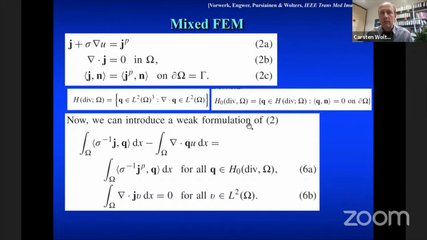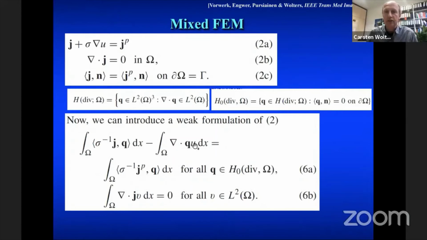So now we can introduce a weak formulation of these equations too. If we multiply this equation with sigma minus 1, then we have sigma minus 1 J equals sigma minus 1 JP minus gradient u. And this is what has been done here. The gradient has been brought over to the test function. So it is sigma minus 1 J multiplied with a test function and integrated. This is the standard way of producing a weak formulation: multiplying with a test function, which is now from the HDiff space, and integrating over the head domain. This is also done for this part, but only the gradient of u has been moved over to the test function.